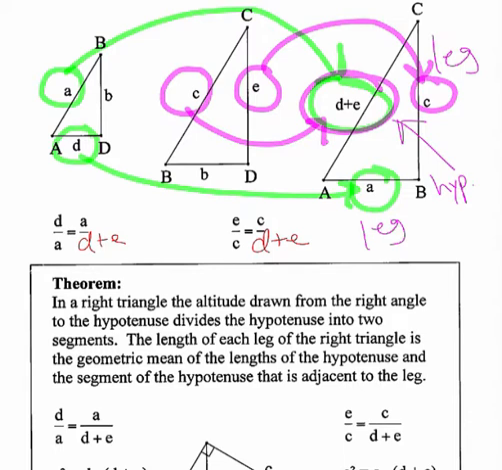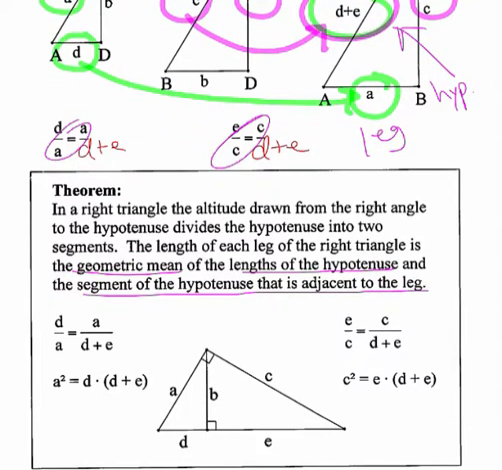So when you read this next theorem, what it's saying is the leg of the right triangle, whether it's A or C, is the geometric mean of the hypotenuse and the segment of the hypotenuse that is adjacent to the leg. Or as I say it, the leg squared is always going to be equal to the part that it touches and the entire hypotenuse. So let's look down here at a clearer picture where you have all that drawn out.